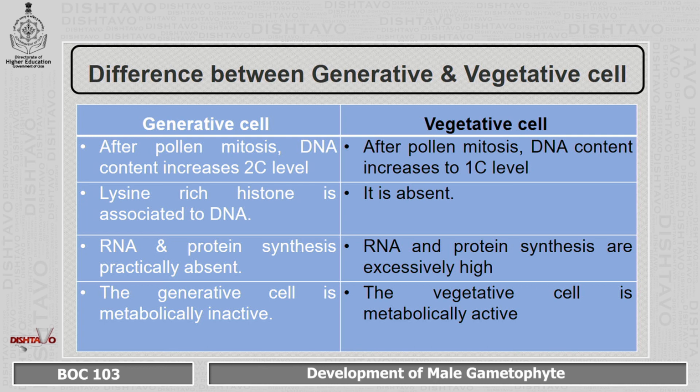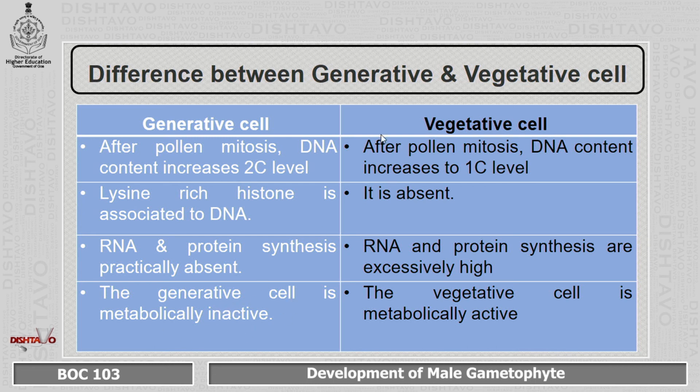Coming to the difference between the generative and vegetative cell. Once the pollen mitosis has taken place, the DNA content increases twofold, that is 2 times. Lysine-rich histone associated with the DNA is also seen, because we know that histone is a protein which binds to the DNA, and in a generative cell the nucleic material is doubling, so they will require more DNA binding proteins. RNA and protein synthesis will be absent and they are metabolically inactive because they are not going to carry out any metabolic pathways or any metabolite synthesis. So, it will be inactive.